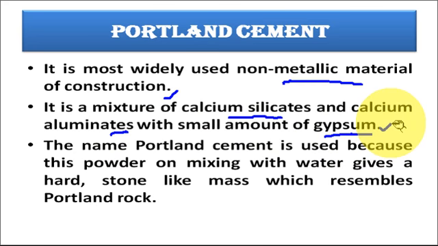As we just discussed, the name Portland cement is used because of this powder. What is the powder? A mixture of silicates and aluminates of calcium with gypsum. This powder, mixed with water, gives a hard stone-like mass which resembles Portland rock. That is why it is named Portland cement.